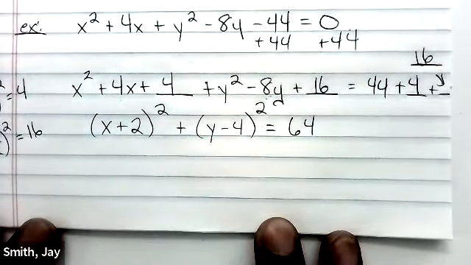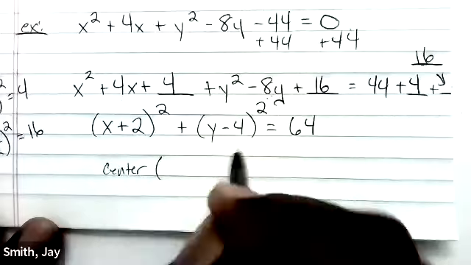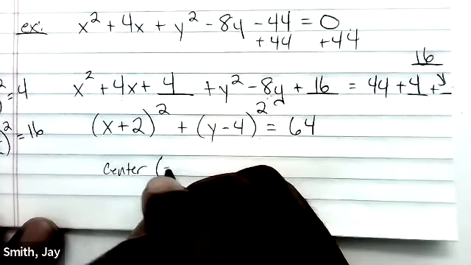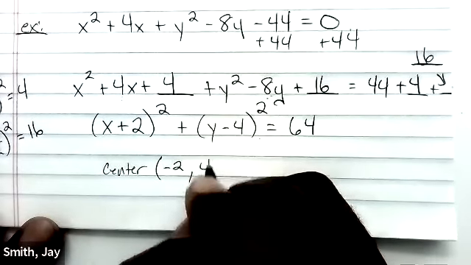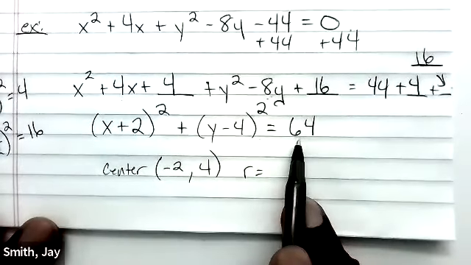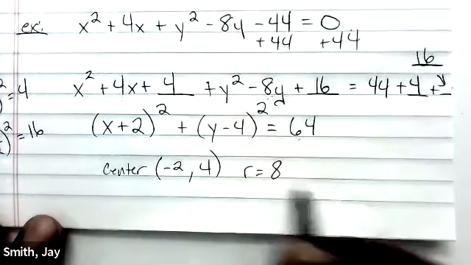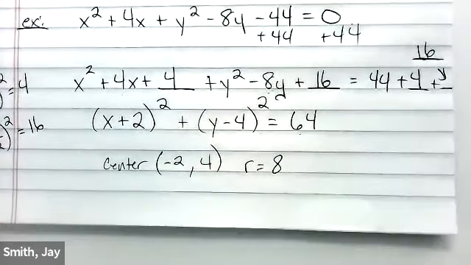Now, in terms of the center and the radius, remember our center is going to be the ordered pair (h, k), keeping in mind it's the opposite of what we see. So my center would be (-2, 4). For my radius, it would be the square root of the number that we see in our equation. So the square root of 64, which is 8. Any questions on this?